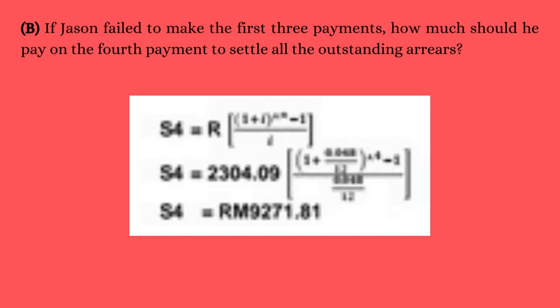S4 equal to 2,304.9 cents bracket 1 plus 0.048 over 12 close bracket power of 4 minus 1 over 0.048 over 12 and close bracket. And the answer for the S4 is 9,271.81 ringgit.